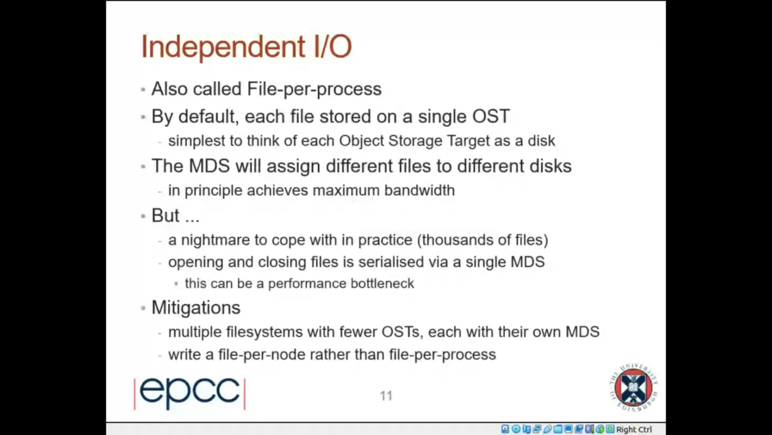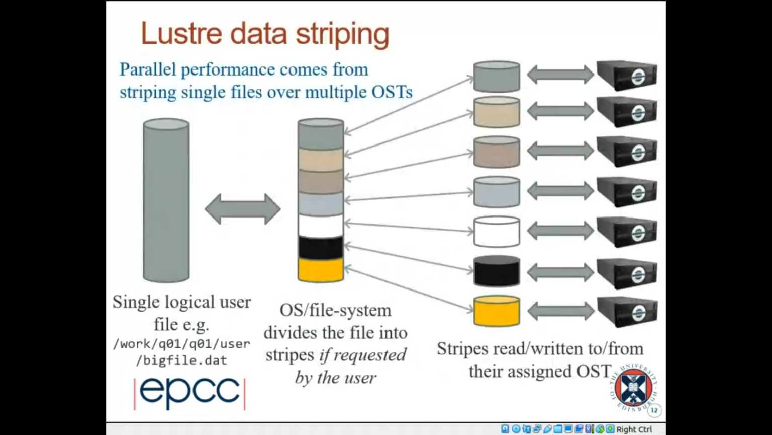Or you can write a file per node rather than a file per process. Remember, each node of your parallel computer is one client. There's not really any performance advantage particularly of writing a file per process. So if you do a file per node, you'll have more than 100 times fewer files on ARCHER2, because it's 128 CPU cores per node. So that's a mitigation. There are solutions, but they're mitigations. One is a hardware setup, and the other is what a user can do, file per node.